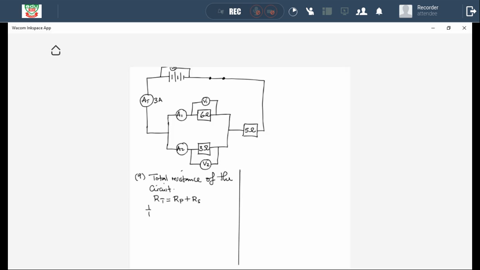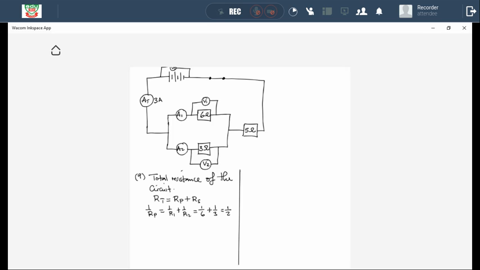So 1 over RP, I'm calculating RP now, is equal to 1 over R1 plus 1 over R2, which is equal to, what is my R1? 6 ohm. So it's 1 over 6 plus my R2, which is 3. And this is all equivalent to, we need a calculator, friends, so that we don't confuse ourselves. So this is 1 over 6 plus 1 over 3. 1 over 6 plus 1 over 3, then we get 1 over 2, right?